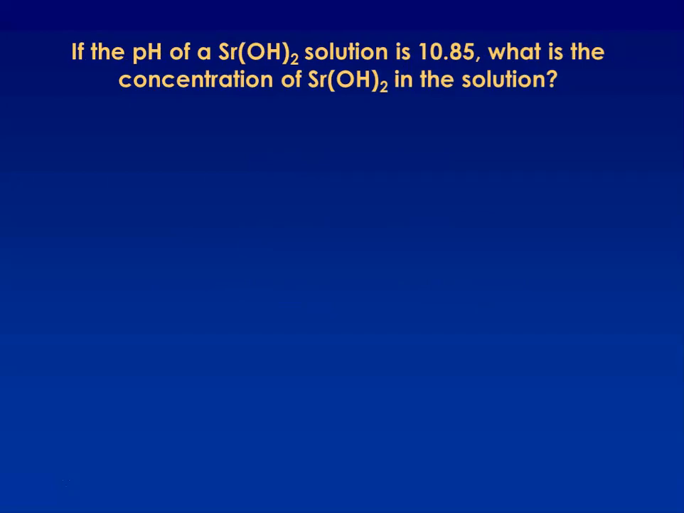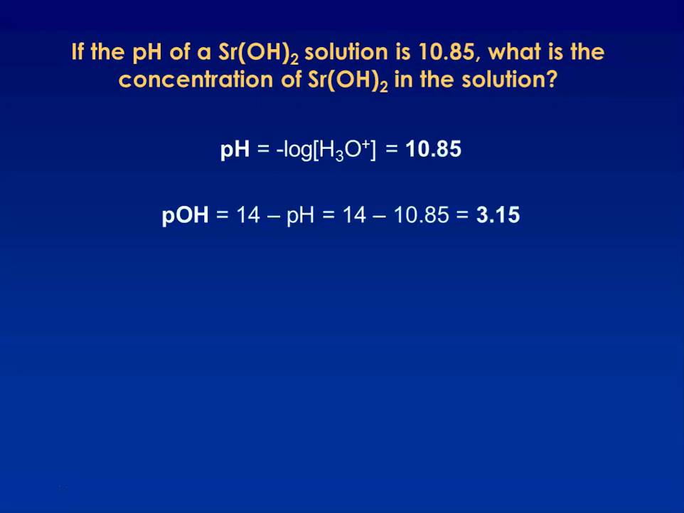Here you have the pH of a strontium hydroxide solution is 10.85. What is the concentration of the strontium hydroxide that's in the solution? So if our pH is 10.85, we can use that to find pOH, which would be 14 minus that, 3.15. And I can use that information to find my hydroxide concentration, 7.1 times 10 to the negative fourth.